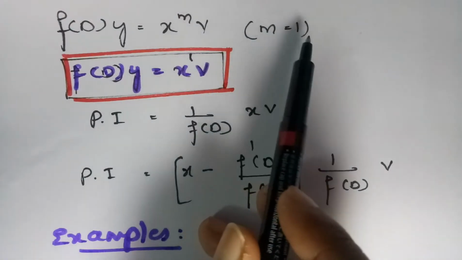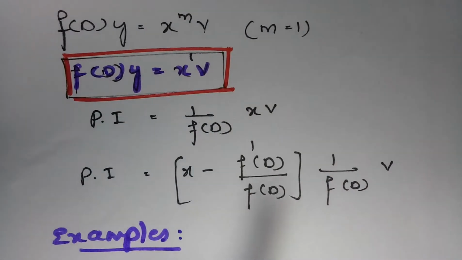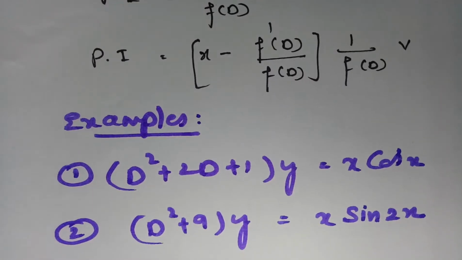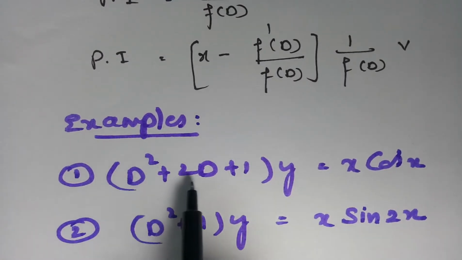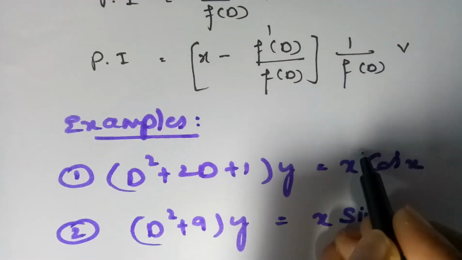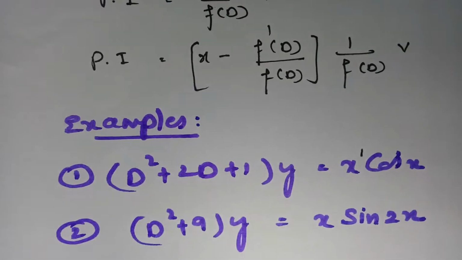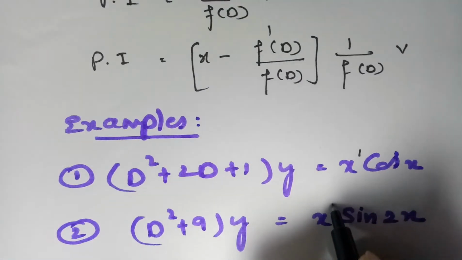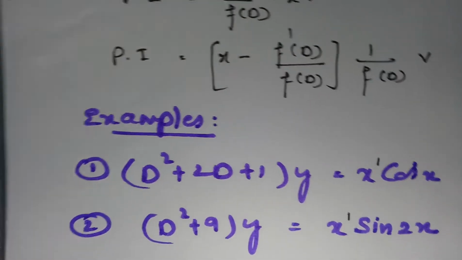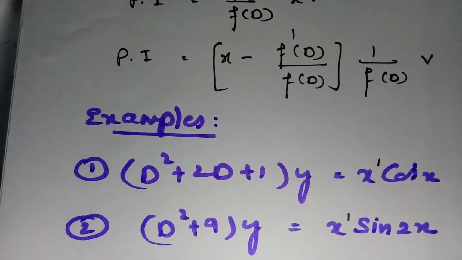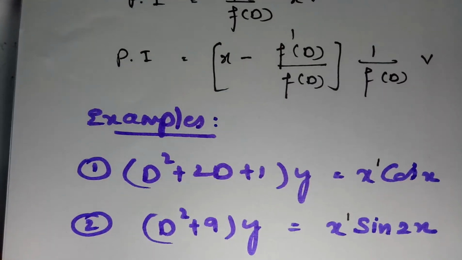Whereas if m is equal to 2, we have to go to method 5, particular integral method 5. There are some examples I have given. That is, the equation D square plus 2D plus 1 of y is equal to x into cos x. Here m is equal to 1. And D square plus 9 of y is equal to x^1 into sin 2x. If you watch the question carefully, you can immediately identify whether it is method 1, 2, 3 or 5.